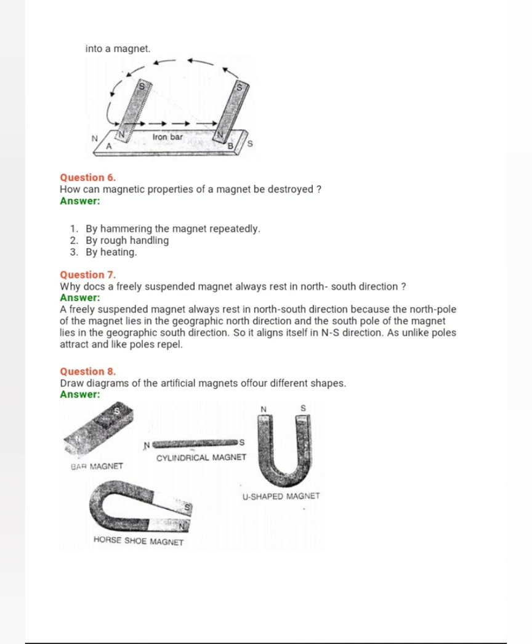Question number 6. How can magnetic properties of a magnet be destroyed? Answer. Number 1. By hammering the magnet repeatedly. 2. By rough handling. 3. By heating.